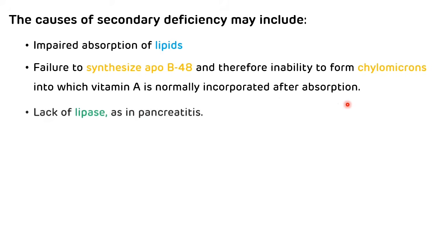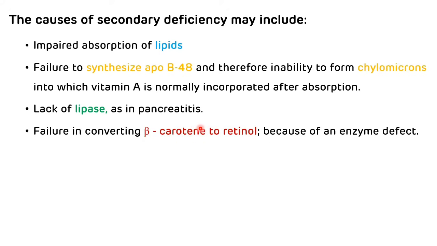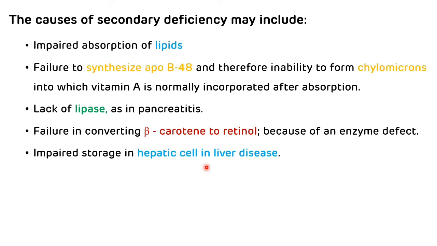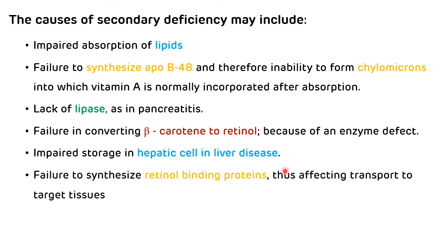Lack of lipase enzyme as in pancreatitis, failure in converting beta carotene to retinol because of an enzyme defect, impaired storage in hepatic cell and liver diseases, and failure to synthesize retinol binding proteins which are required for its transport to the peripheral tissues, thus affecting transport to the target tissues. So these are the various causes of secondary vitamin A deficiency.